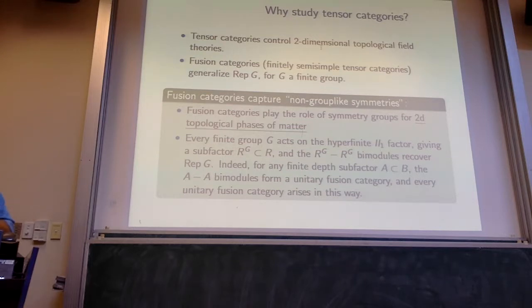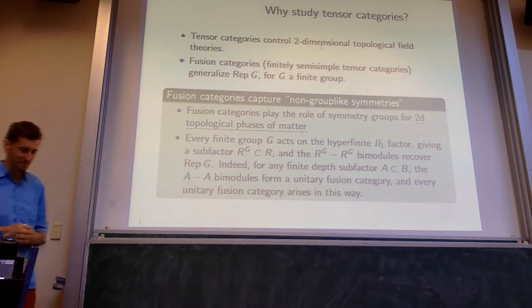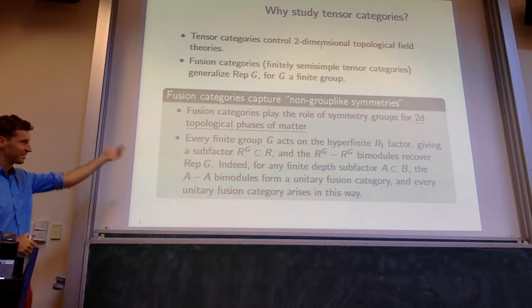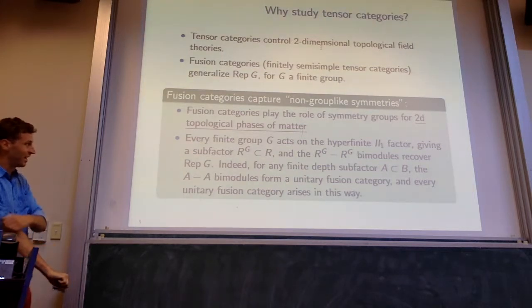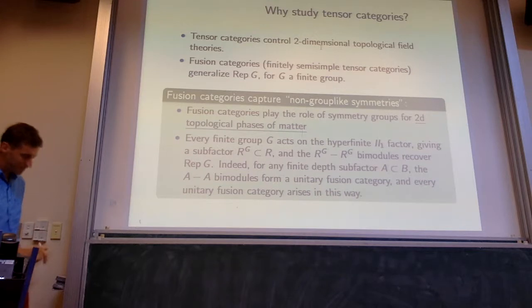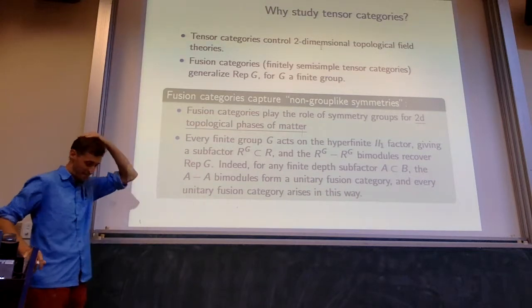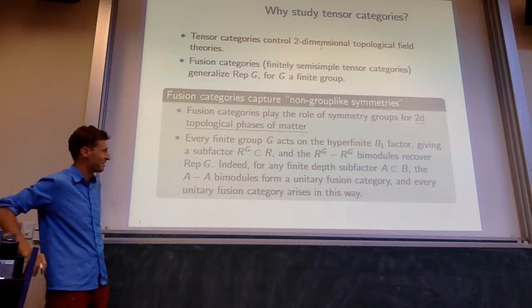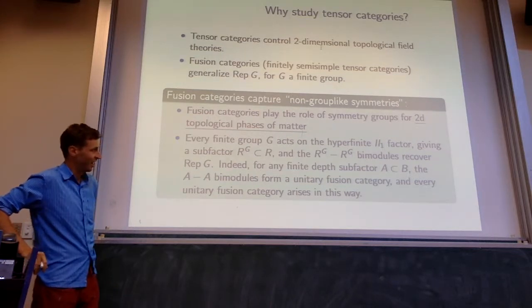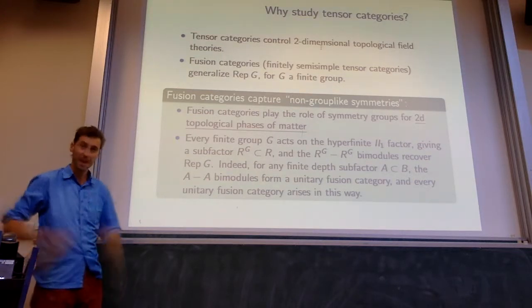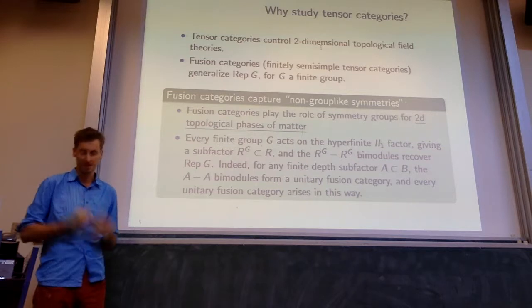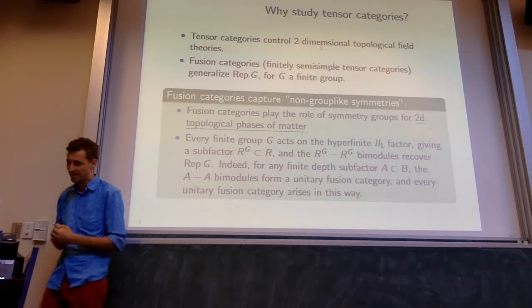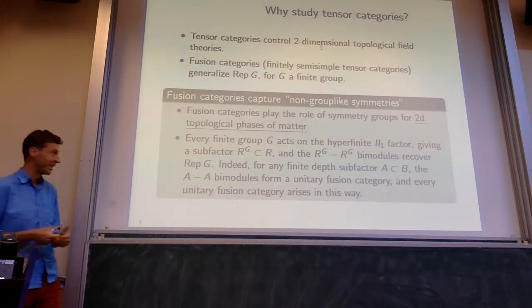In a different direction, to explain why you should think of fusion categories as being non-group-like symmetries, groups of symmetries without an actual group there, there's a little observation from the world of subfactors. There's this lovely gadget, the hyperfinite II_1 factor. It doesn't matter if you don't know what that is already, but the one really amazing thing about it is that every single finite group acts on it by outer automorphisms. And in fact, they act in an essentially unique way.